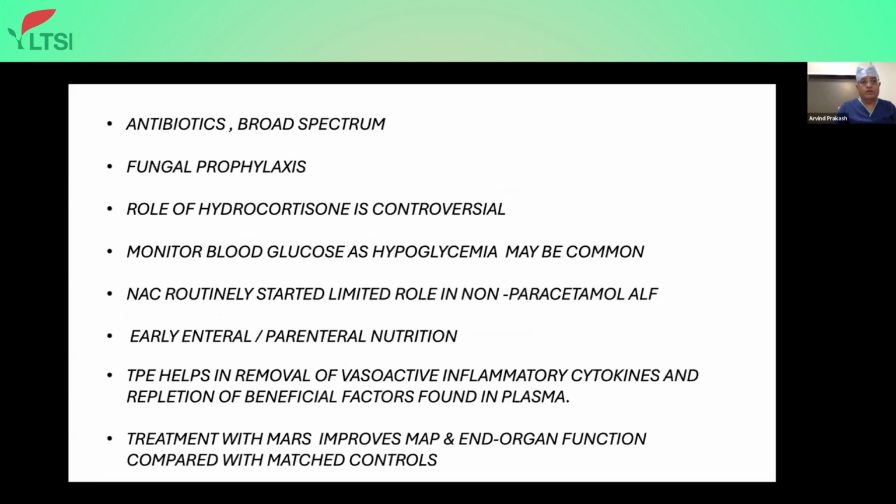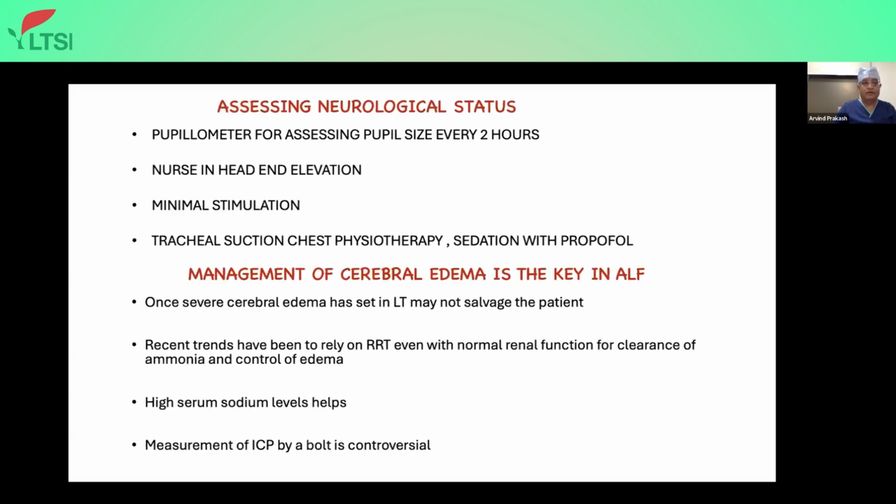So overall, broad spectrum antibiotics with fungal prophylaxis are used, and the role of hydrocortisone has been controversial, but sometimes it is given as a single dose. We have to monitor blood glucose, as hypoglycemia is very common. N-acetylcysteine is routinely started in non-paracetamol acute liver failure, and early parenteral or enteral nutrition would help. Next slide.